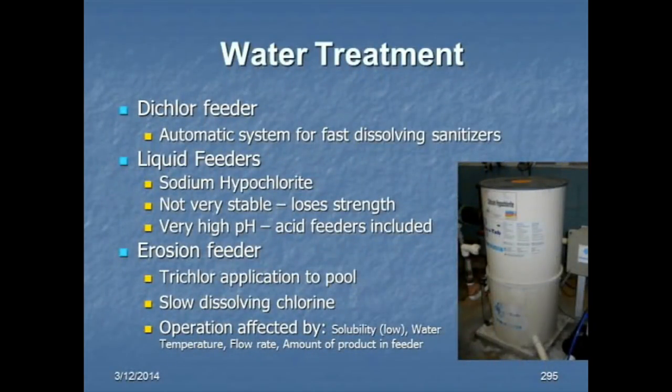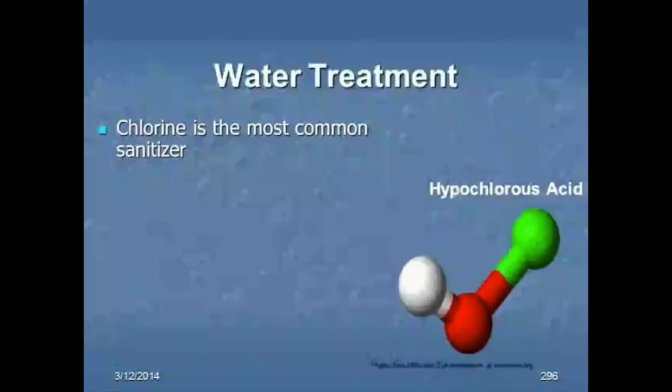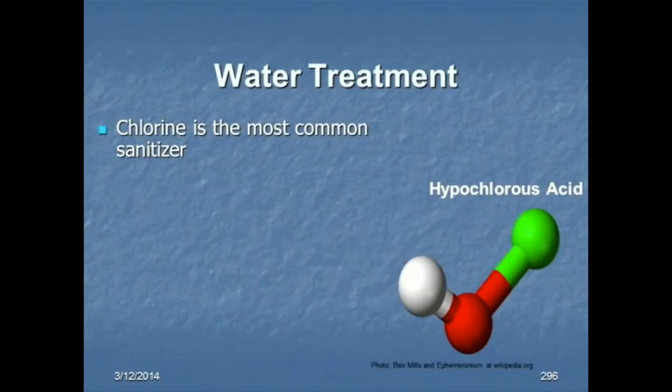Other types of systems are the erosion feeders. Trichlor is the best example of a slow dissolving chlorine. The 1-inch or 3-inch diameter trichlor pucks are the best way to describe those types of systems. Now, chlorine, of course, is the most common sanitizer available to us for disinfection. Probably over 90% of the swimming pools in Nebraska use chlorine as their primary sanitizer.